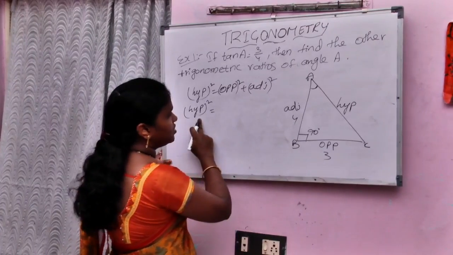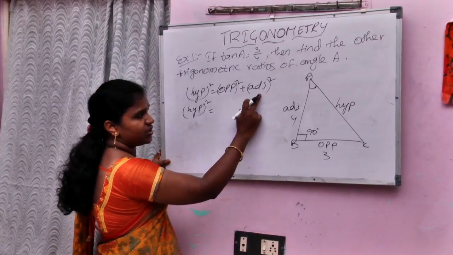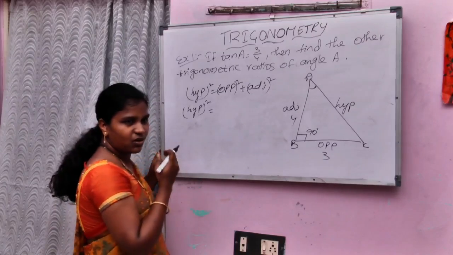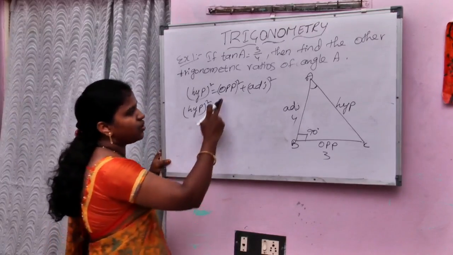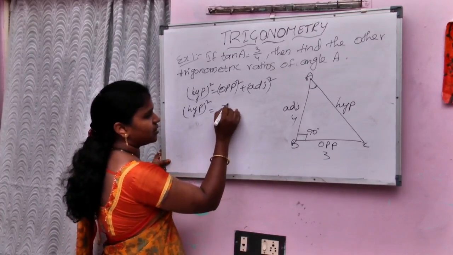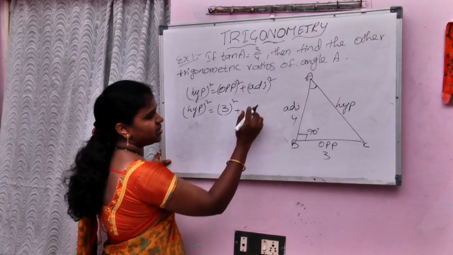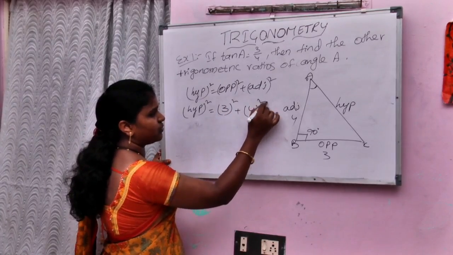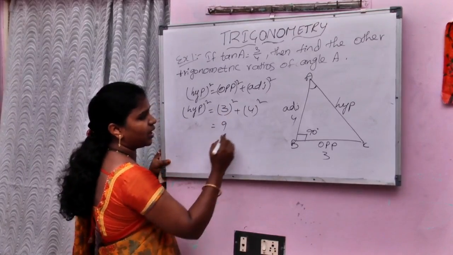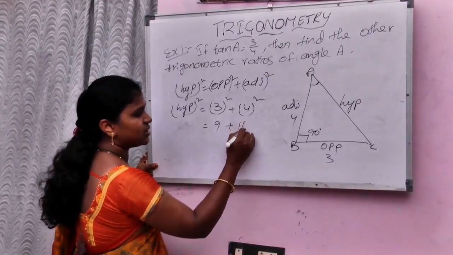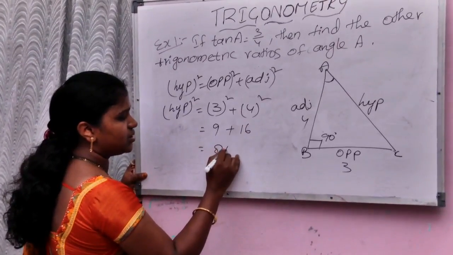Those 6 trigonometric ratios can be known by just knowing one of the trigonometric ratios. So hypotenuse square is nothing but opposite square plus adjacent square. This theorem is called the Pythagoras theorem. Opposite is given as 3, so 3 square plus adjacent side is given as 4, 4 square. So 3 square is 9 and 4 square is 16. 9 plus 16 is 25.